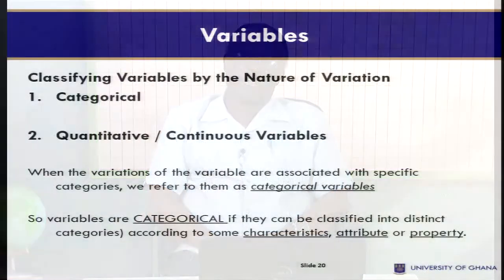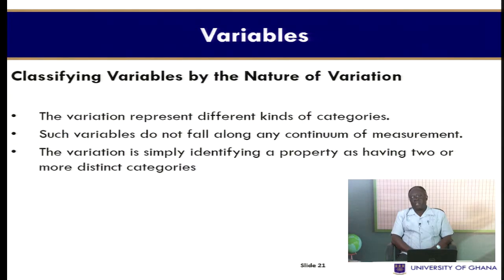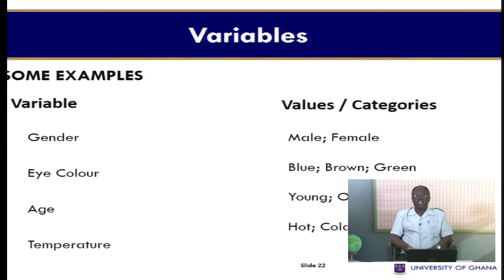When variables are associated with specific categories, we refer to them as categorical variables. So, a variable is categorical if it can be classified into distinct categories according to some characteristics, attributes, or property. The variations represent different kinds of categories. We shall look at a few examples soon. Such variables do not fall along any continuum of measurement, and the variation simply identifies a property as having two or more distinct categories.